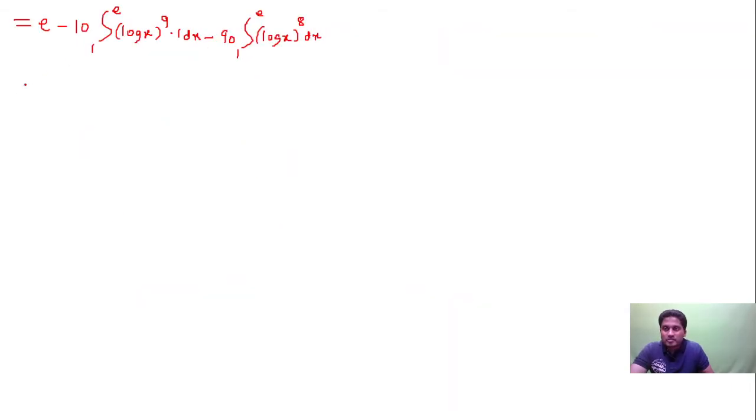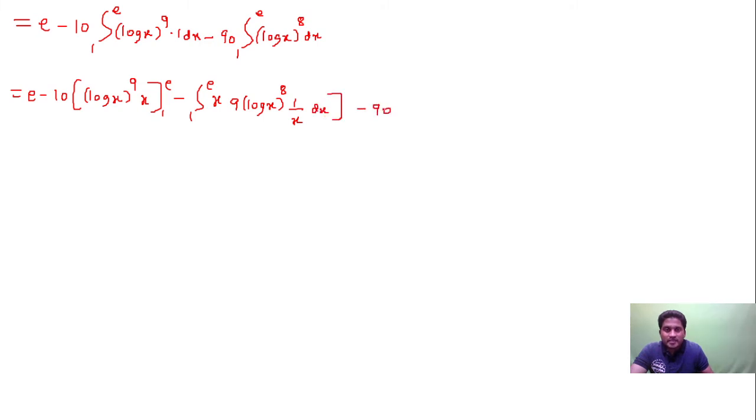Now let us use by parts. e I'll keep as it is, minus 10. Let us use by parts here. First function is (log x)^9, integral of second is x between the limits 1 to e, minus integral of second, which is x, times differentiation of (log x)^9, which is 9 into (log x)^8, and differentiation of log x is 1 by x dx. Close the bracket. Minus this is 90 times the integral from 1 to e of (log x)^8 dx.